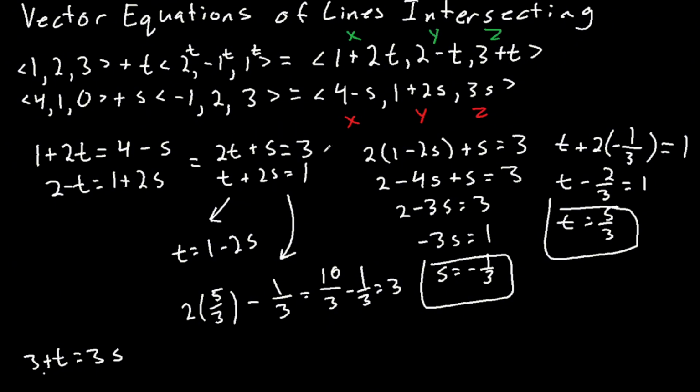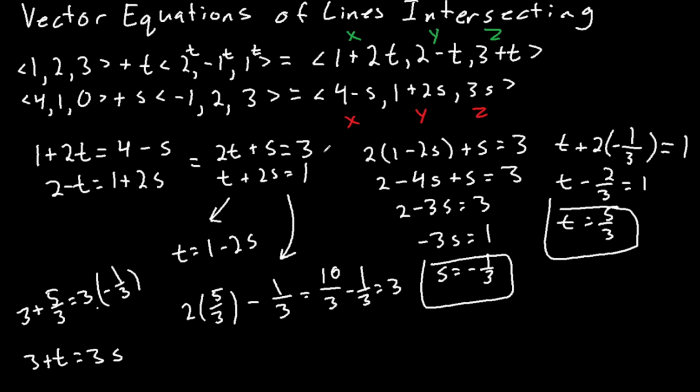But do they hold true for this equation down here? The z values still matter. Even if the x and y values are the same for these intersecting lines, are the z values the same? Well, we have to solve for that. And all we can do to solve for that is just plug in whatever values we got here. So 3 plus t, which is 5 over 3, is equal to 3 times negative 1 over 3.